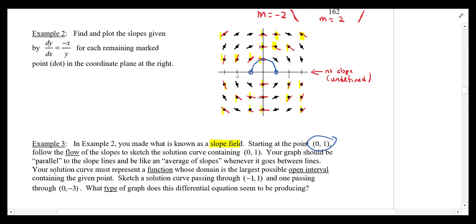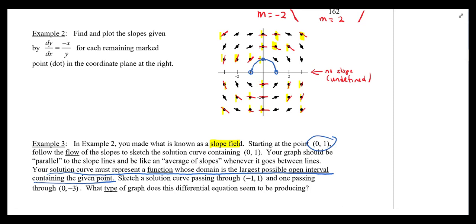That makes sense because I said here the solution curve must represent a function whose domain is the largest possible open interval containing the given point. So you see I continued to the left and the right until I hit the x-axis because that's where I had an issue with the domain, right? There's nothing that's defined there, so I better stop, okay? Do not continue down here, and that would be a mistake.